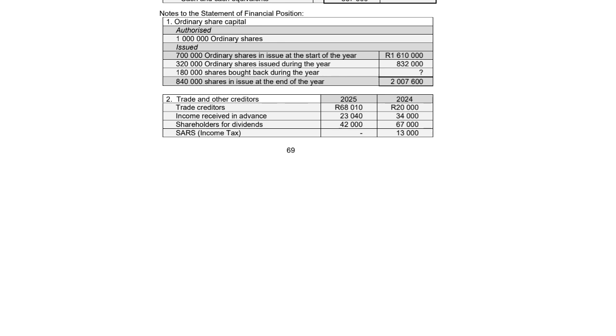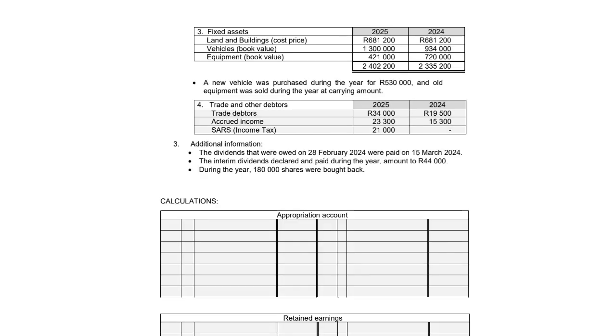Note number 2. Trade and other creditors. Again, 2024 and 2025's figures are given for trade creditors, income received in advance, shareholders for dividends, and SARS income tax. Note number 3. Fixed assets. Again, 2024 and 2025 figures are given for land and buildings, vehicles, and equipment at book value.